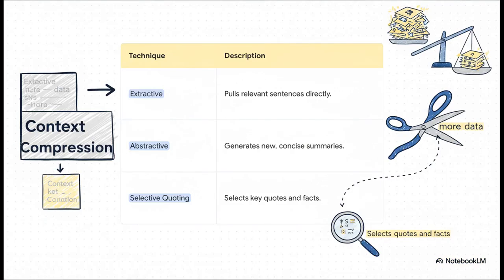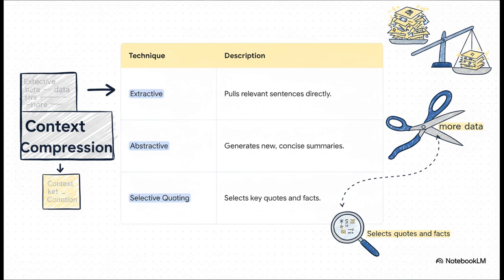So you've basically got three main flavors here. First up is extractive. This is the most straightforward. It literally just pulls out the most important sentences exactly as they are. You'd probably lean on this for something like legal tech, where keeping the original wording is absolutely critical.